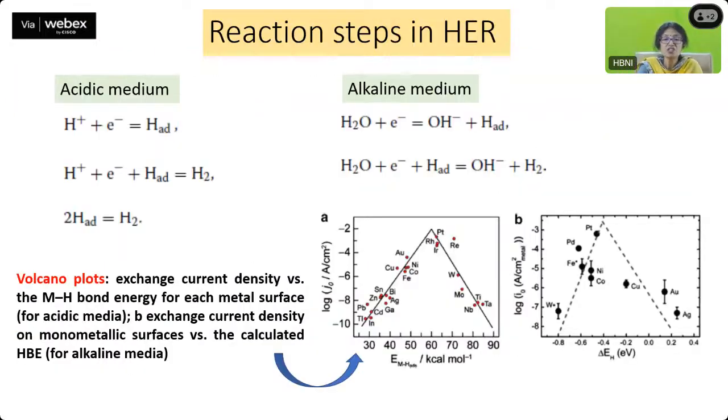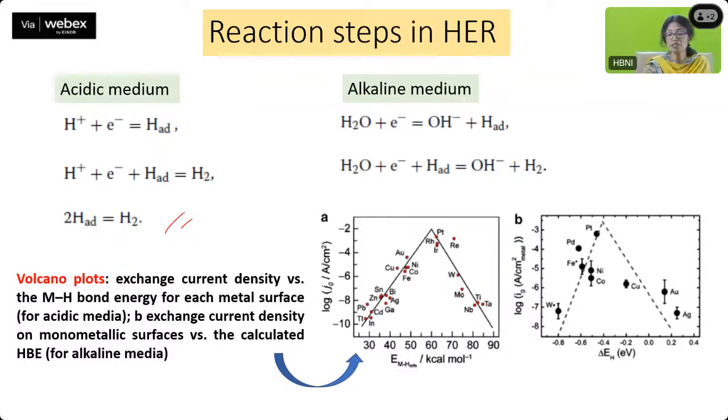So what are the different reaction steps in the hydrogen evolution reaction? In the acidic medium, you can see these are the different steps where proton and electron come together and you get the hydrogen adsorbed. Then again, this adsorbed hydrogen reacts with another proton and electron to form hydrogen. Two of these adsorbed hydrogen will give you the hydrogen evolution.